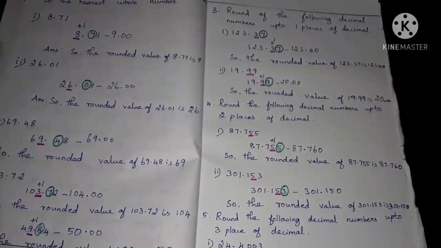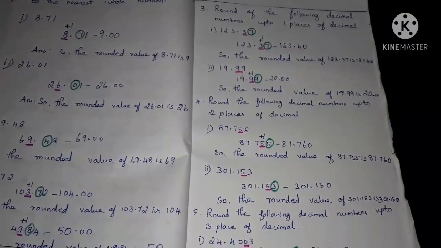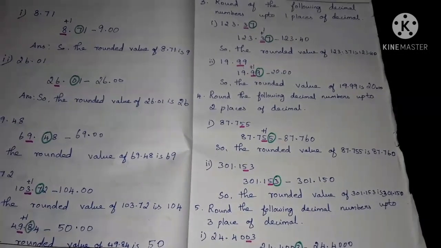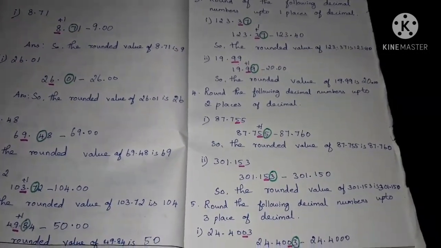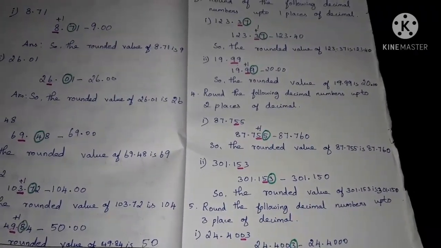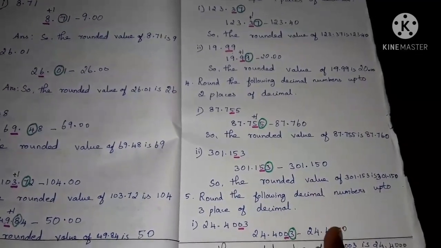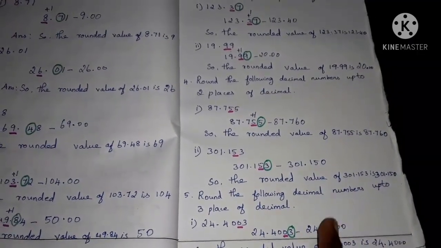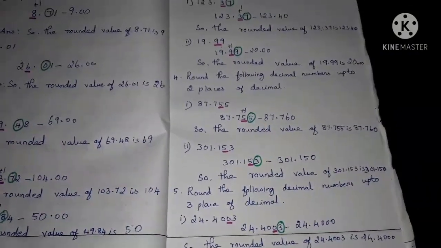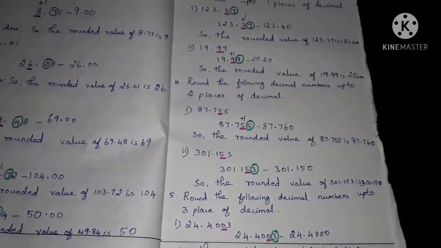Okay, so in rounding off, we have to follow the rules. First, we underline the digit we round off. Next, we look at the right side of the underlined digit. Next, we see whether it is less than 5 or greater than 5. If it is less than 5, we keep it the same. If it is greater than 5, we add 1 to the underlined digit. So keep the rules in your mind and do the problems.